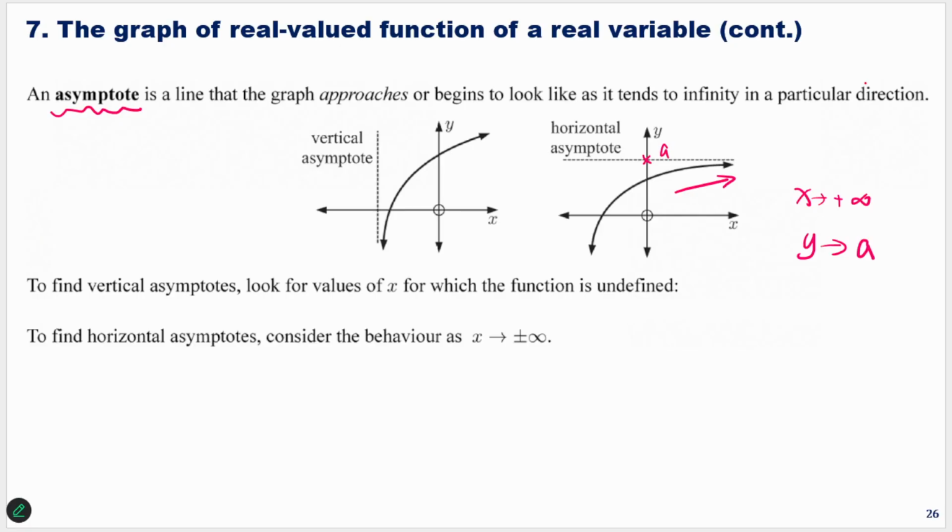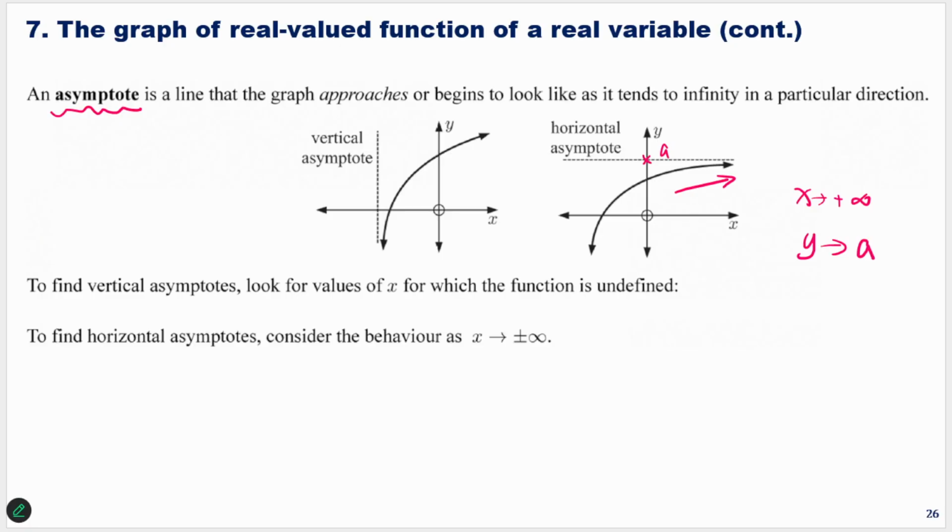Usually to find vertical asymptotes, we look for values of x for which the function is undefined. And to find horizontal asymptotes, we usually consider the behavior as x approaches either positive infinity or negative infinity. Again, these are not rigorous definitions. It's only an intuitive way we consider asymptotes. We'll talk about the rigorous definition in our calculus class, okay?